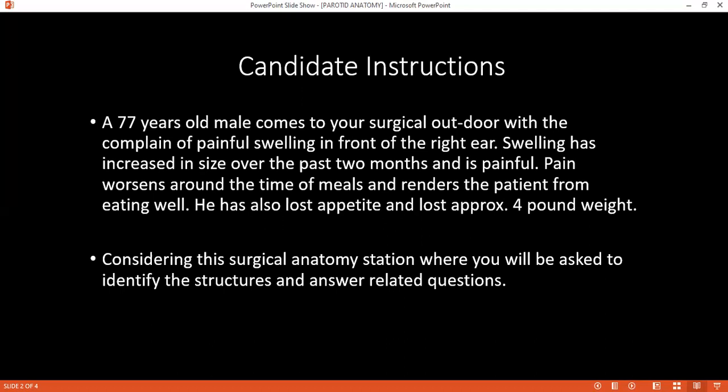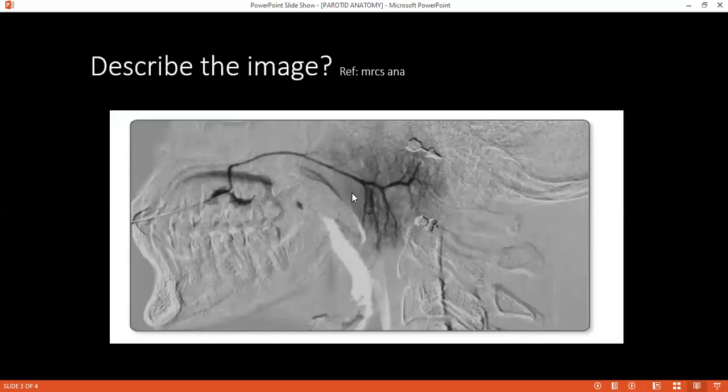Right. So if you have read and understood the surgical anatomy station, kindly tell me what image you are looking at. What is this? This is an image showing a xylogram. Here the contrast is injected into Jensen's duct, which is the parotid gland duct, of the left side.